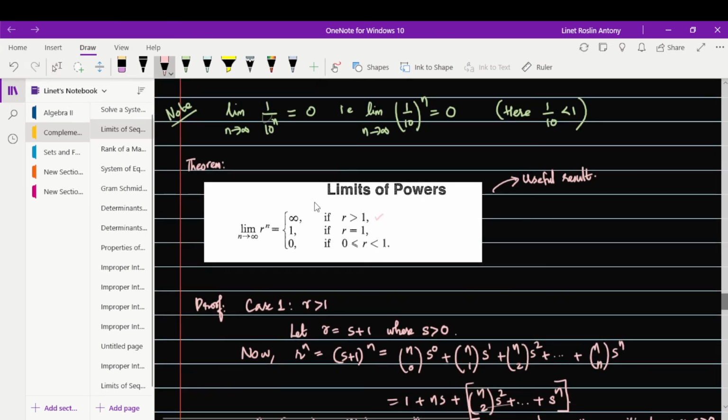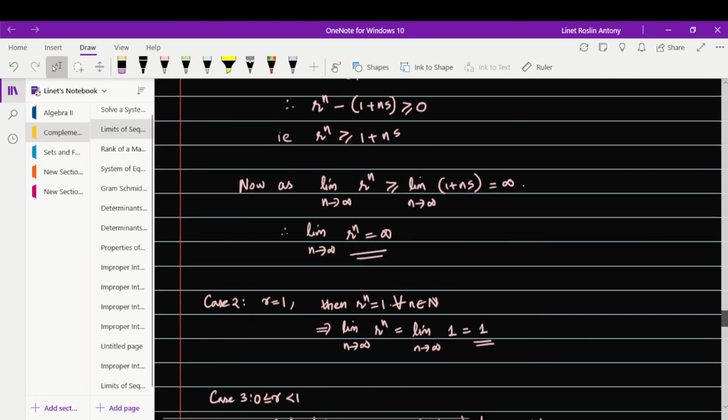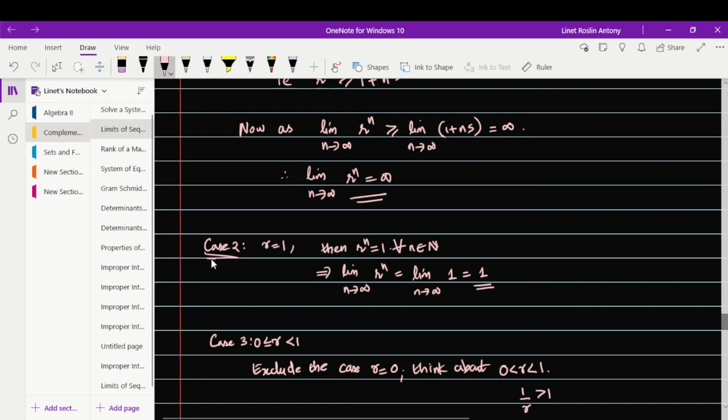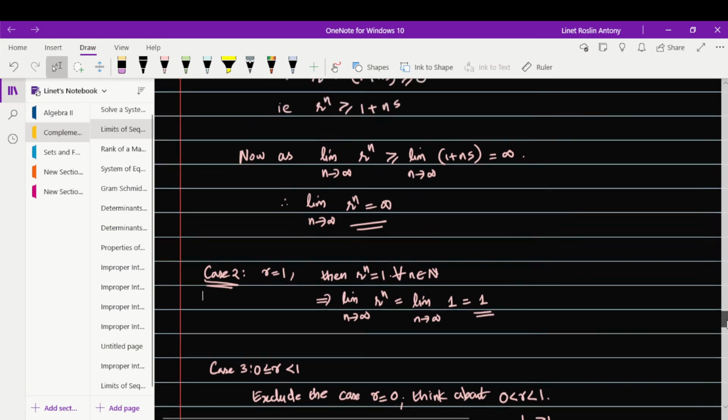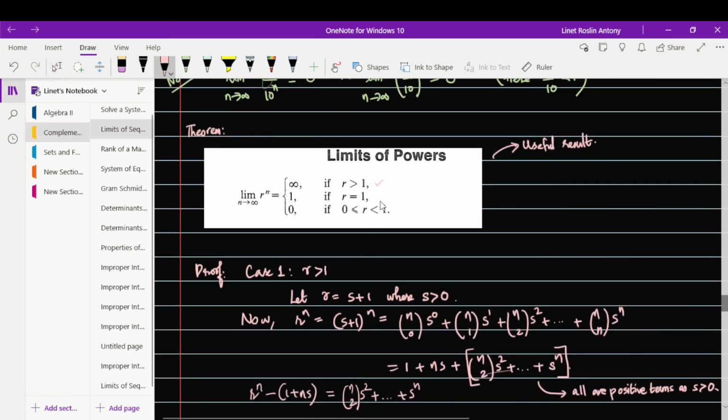This is done. Okay. Now we have case 2 where r is equal to 1. So case 2, r is equal to 1. Then r power n is equal to 1 for every n belonging to the natural numbers. So limit n tends to infinity r power n is equal to limit n tends to infinity 1, which is equal to 1. So we have proved the second case.